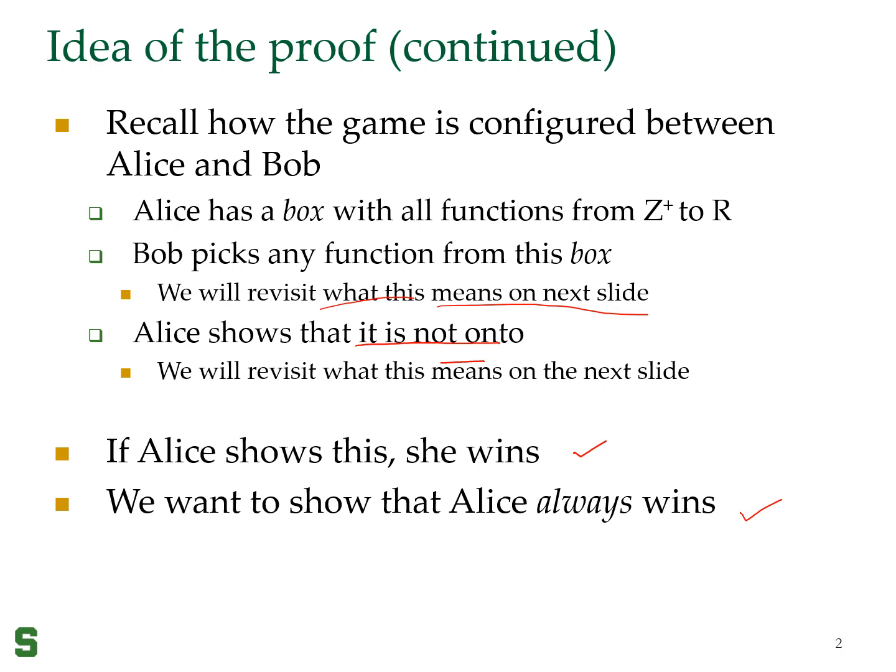So let's focus on what these two parts mean. What does it mean that Bob picks a function? So before it was choosing a paper from a box, that was easy. So now we need to be clear about what it means that Bob picks a function. So we'll look at that, and then we'll look at what it means for Alice to show that it's not onto.